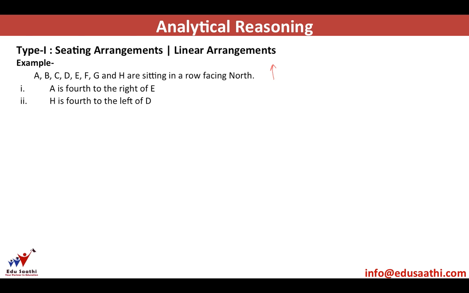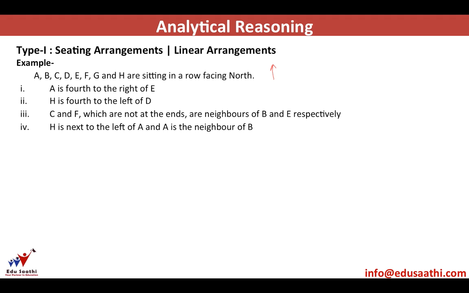A is 4th to the right of E, H is 4th to the left of D, C and F, who are not at the ends, are neighbors of B and E respectively, and so on. So your question is, who are sitting at the extreme ends? All right. So I'll request you to please pause this video and try to solve this question, and then play the video again and see what is the right solution for this.